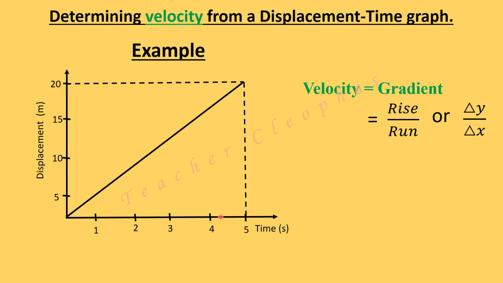Let us substitute in our expression. So this is equal to 20 over 5. 20 divided by 5 is equal to 4. Since we are getting velocity, then the unit is meters per second, and that is our answer.